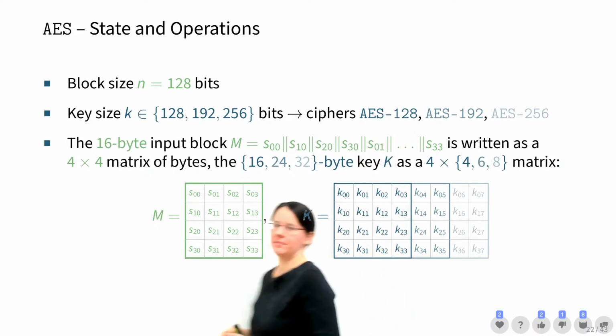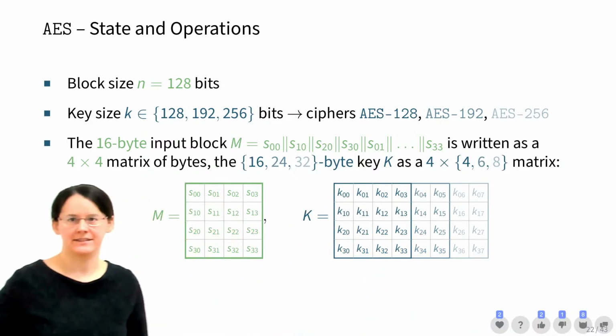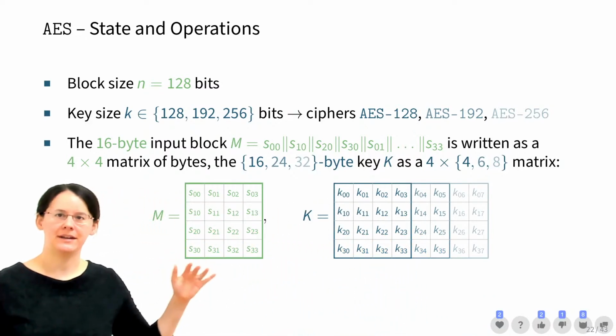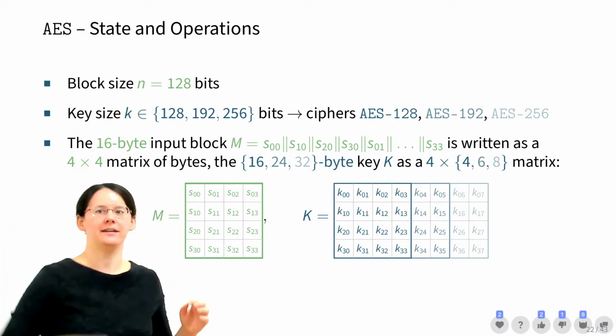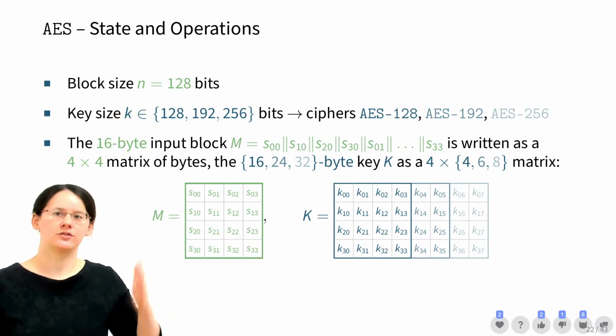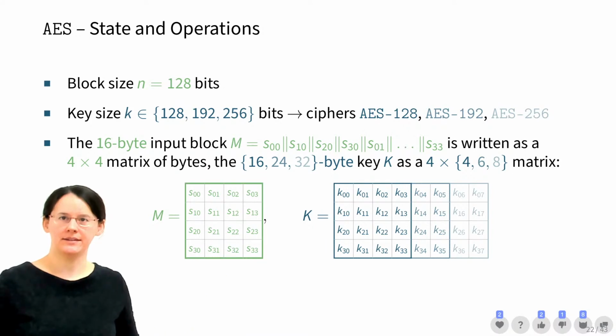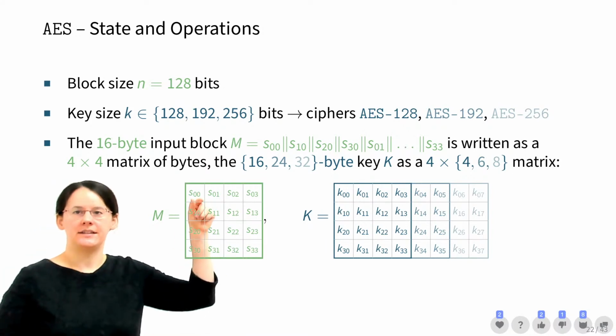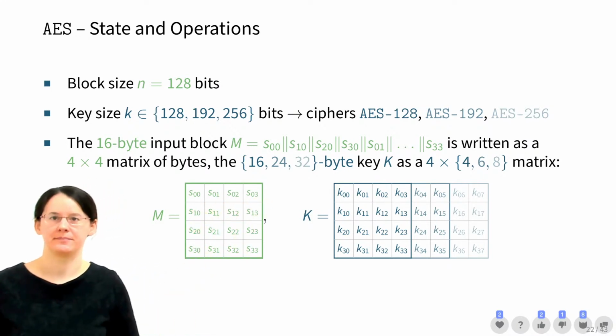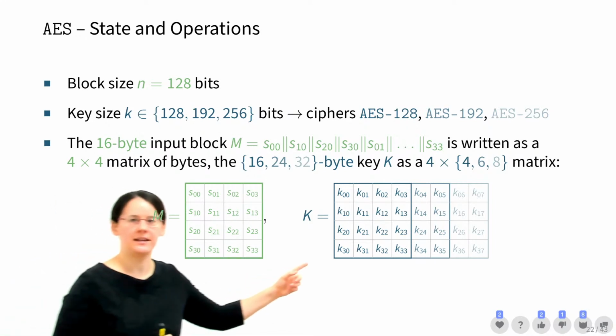It stores them as a matrix of bytes. So the mathematical representation of the 128 input bits is that it's chopped into 16 bytes. So 16 times 8 is 128. And these bytes are arranged in a 2-dimensional way in this sort of matrix. And the same thing is done to the key as well.